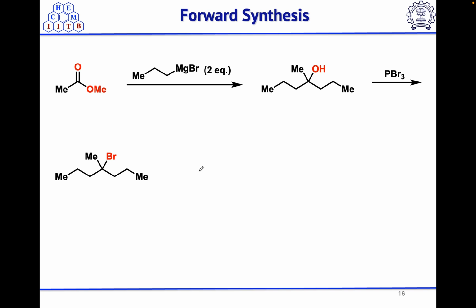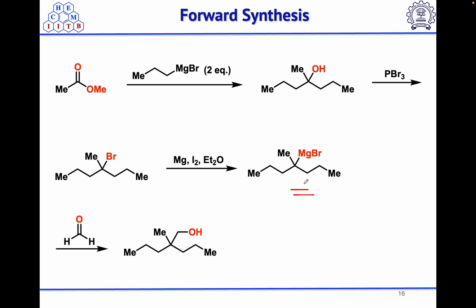Now we need to convert this to a Grignard reagent. So we can treat with magnesium turnings in presence of a catalytic amount of iodine in diethyl ether, and you will get this product, which is the reagent. Now we need another reagent, formaldehyde. This will be the synthetic equivalent for the acceptor synthon. It adds to this formaldehyde and gives this primary alcohol. So this is our target molecule, right?